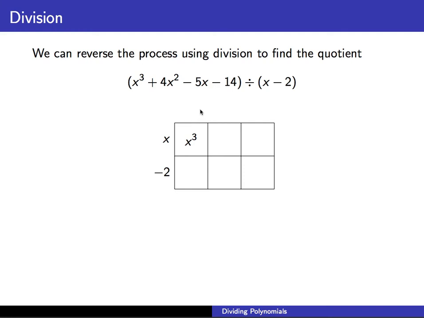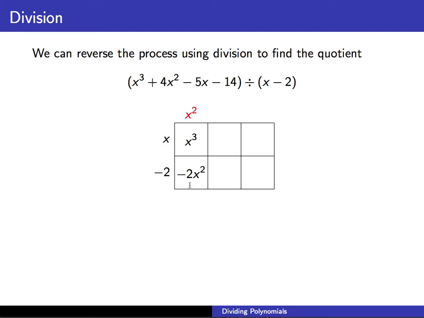So to get what goes up here, this expression times x has to give us x cubed. To figure out what this expression is going to be, we're just going to divide x cubed by x, and when we divide x cubed by x, we get x squared. And then much like we did before, this x squared times this negative 2, we're going to write this answer in this space. It gives us negative 2x squared.